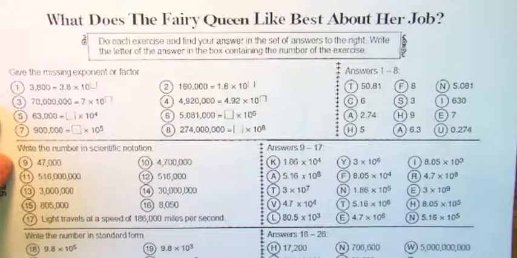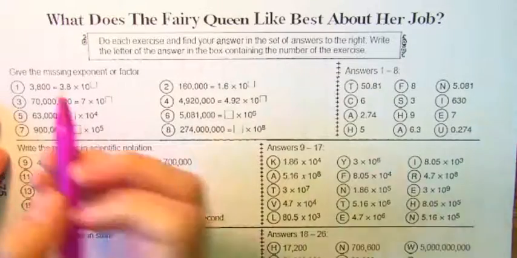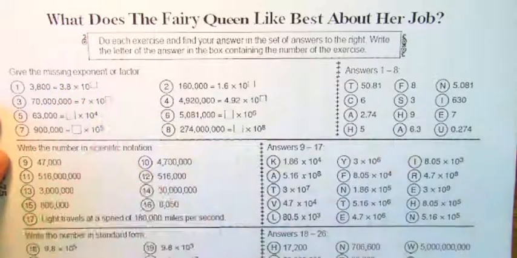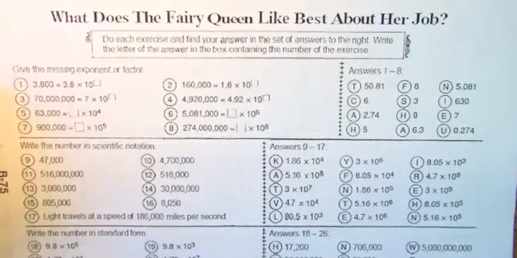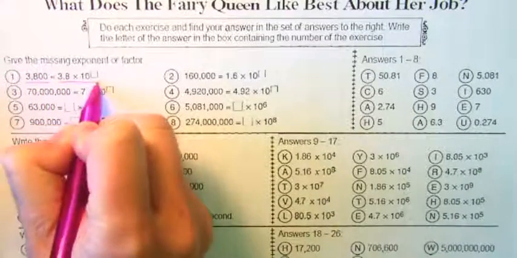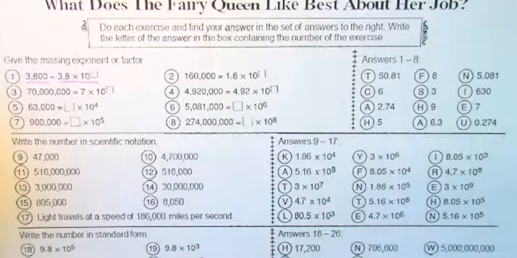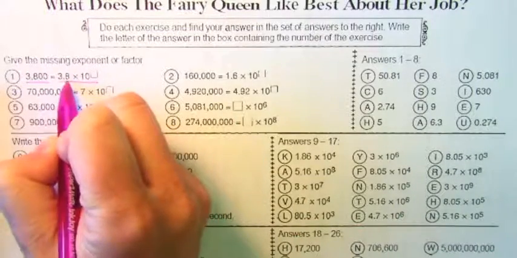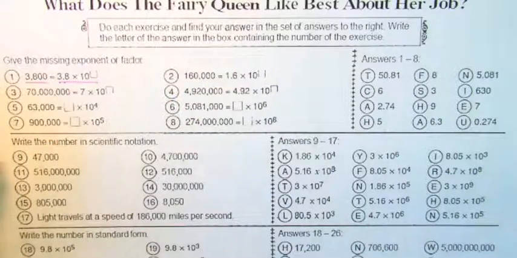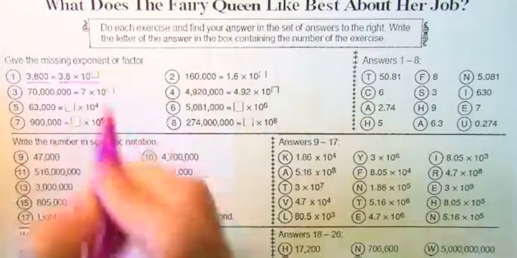If you chose to do this puzzle for activity 4, we're just going to go through and read over the instructions very quickly to make sure you understand what you're doing. So for questions 1 through 8, it says give the missing exponent or factor. If you look carefully, what they've done is they've taken a standard number and they've written it in scientific notation. And there's some part missing. They've either left out the first part, our factor, or they've left out the exponent. And our job is to figure out what is missing, what's in the x.